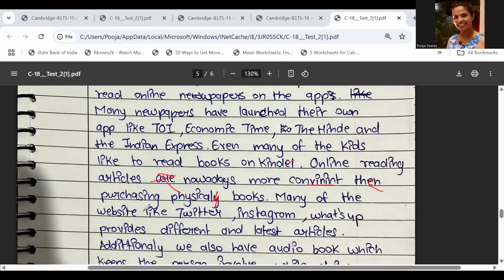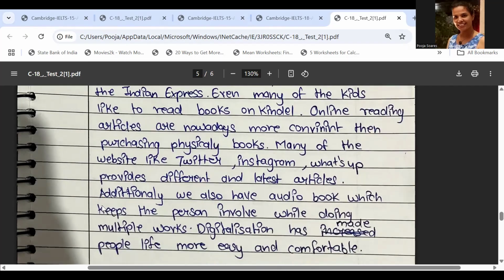Many of the websites like Twitter, Instagram, WhatsApp. Which websites are these? These are not websites, these are social media platforms. Please understand this word, I'm not writing the spelling. Provide different and latest articles. Instead of different, we should say variety of, or myriad of. Myriad, people say.